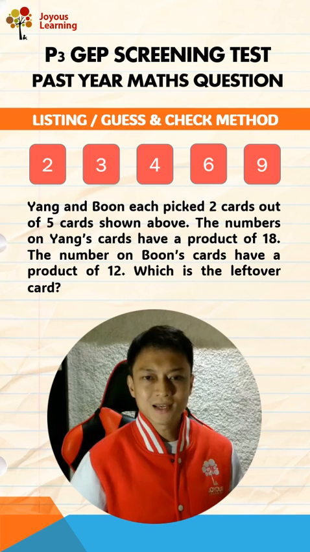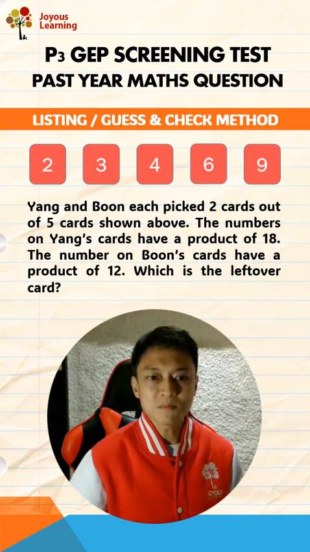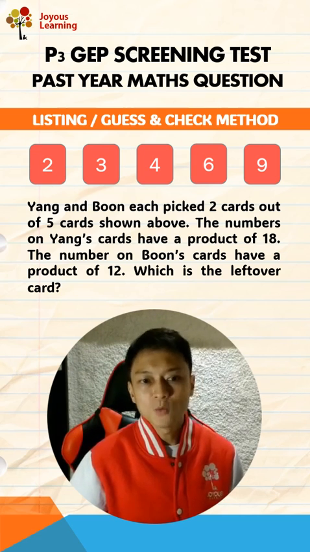Now that we've listed all the possible combos, we just need to match them to see which pairing works. Case number 1. If Yang had picked 2 and 9, Boon couldn't have picked 2 and 6. Why? Because 2 is common in both sets. Thus, if Yang had picked 2 and 9, Boon must have picked 3 and 4.